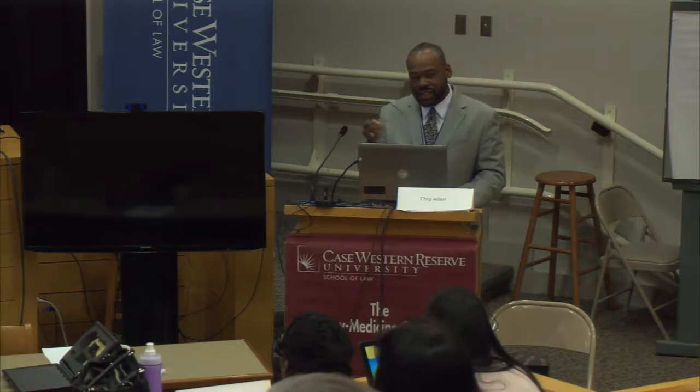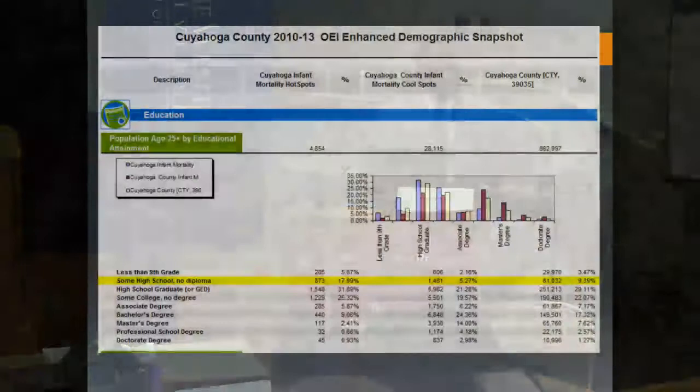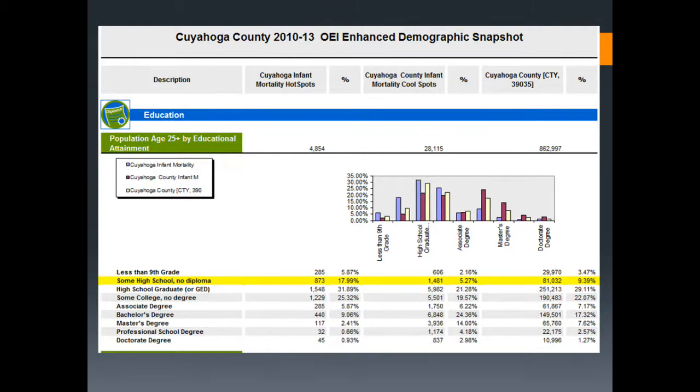Now, we talked about social determinants of health. The CDC came out with a report in, I think, 2009, and then again in 2013. They say that if you really want to predict health disparities and poor health outcomes, there are things you look at: education, poverty, income. In Cuyahoga County, for the areas with these birth outcomes, the hot spots, you would look at high school, no diploma. Almost 18% of adults 25 and over would have some high school but no diploma, compared to 5% in the areas with the best birth outcomes, and then look at that in terms of Cuyahoga County.